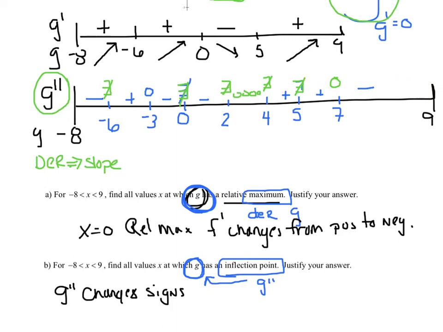So let's start at negative 6. Did G double prime change signs? Yes. So I've got x equals negative 6. Okay, let's look for another time. I went from positive to negative. So x equals negative 3. If I went from negative to negative, I did not change signs. Negative to 0 is nothing. I literally need to see a negative to a positive or a positive to a negative. 0 to positive is nothing. Positive to positive is nothing. But positive to negative is something. So I also have a point of inflection at x equals 7.